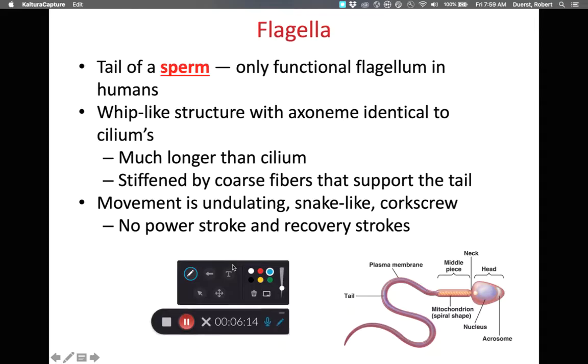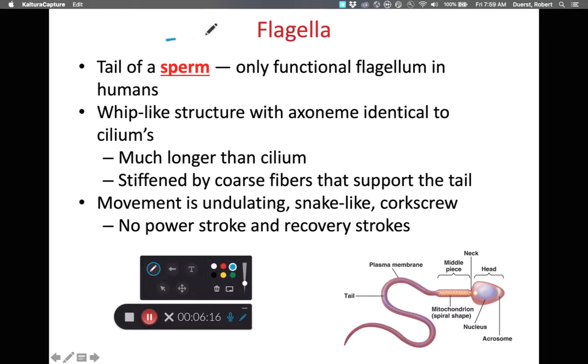Another extension of the cell is flagella, and within human beings, the only cell type that has a flagella is the sperm. And because human sperm only has one flagella, instead of saying flagella plural, we're going to say flagellum singular. As we look at the flagellum, it's a whip-like structure that the cell uses as a form of locomotion.